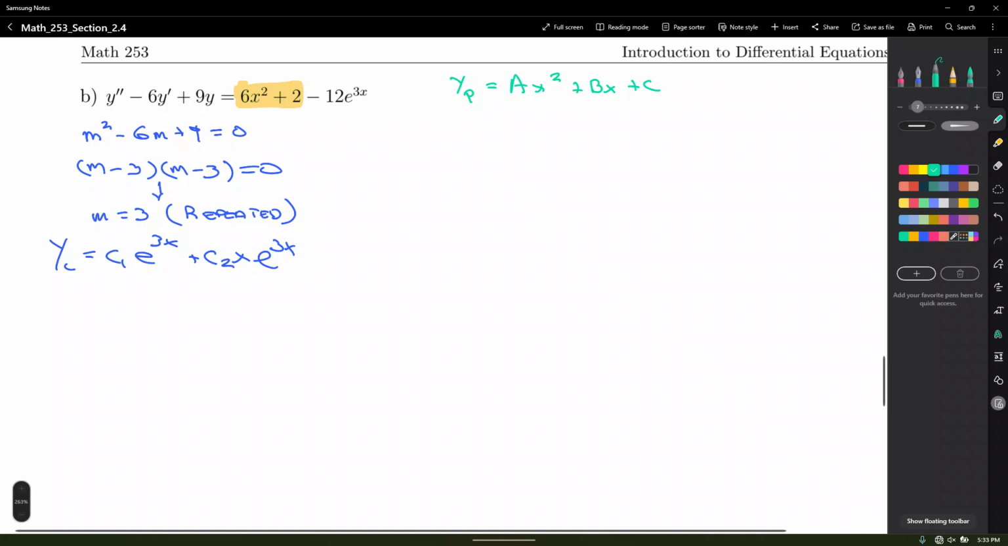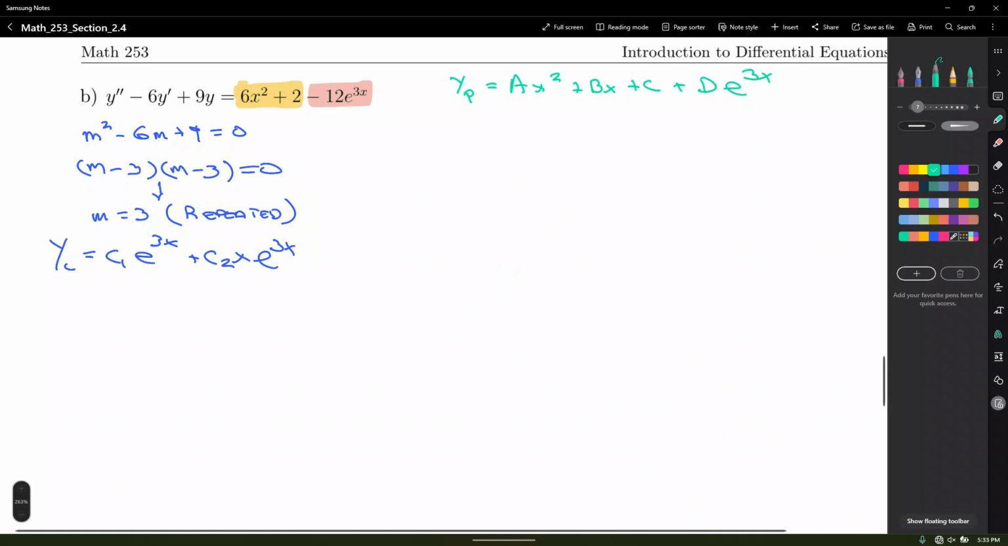Number two, let me use a different color here. The exponential. Well, that's just a constant times the exponential. Lucky for us, it's not a power of x. We need to continue with the alphabet, so plus d e to the 3x. We have a problem again, right? You see the problem? That exponential is a repetition.